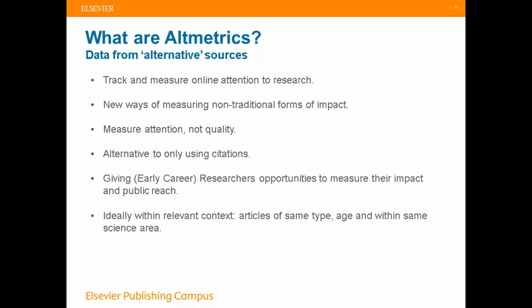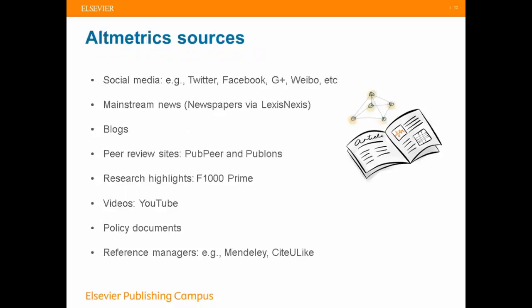So don't just look at altmetrics as a number or as a score. Try to look at them compared to articles of the same article type and the same age, because only then you compare apples to apples and pears to pears. And preferably even within the same science area. I'll show you an example in a minute for Scopus for that.